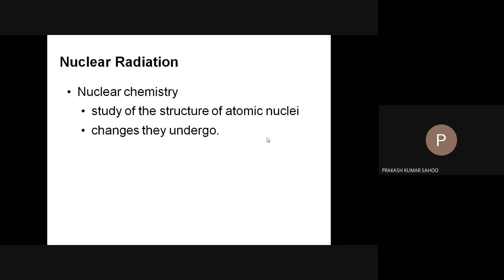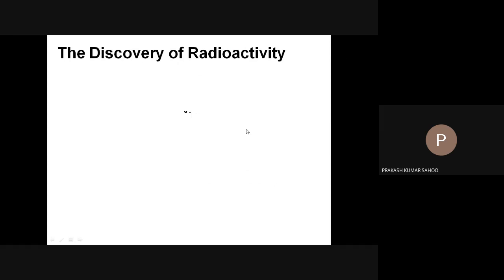From this query, a concept arises that is known as nuclear force. This nuclear force is a very strong force which binds the protons and neutrons present inside the nucleus. So from this we have some study of the structure of atomic nuclei, and in the next part we will see what changes they undergo.